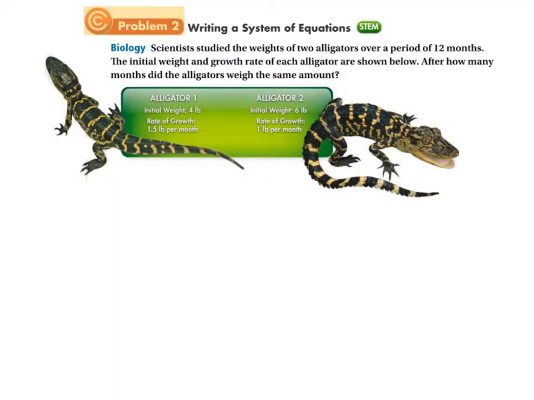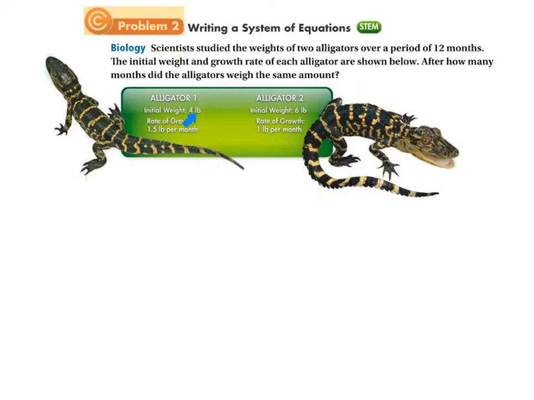All right, so this is a real world application of this, and what it says is that scientists studied the weights of two alligators over a 12-month period. The initial weight and the growth rate is shown below here. It's small, but it says alligator 1 had the initial weight of 4 pounds and the growth rate of 1.5 pounds per month. Alligator 2 had an initial weight of 6 pounds, but only had a growth rate of 1 pound per month. Okay, so even though this one is smaller at the start, it's growing faster and it'll eventually catch up. So after how many months did the alligators weigh the same amount?